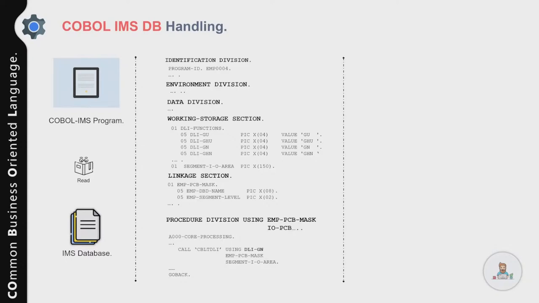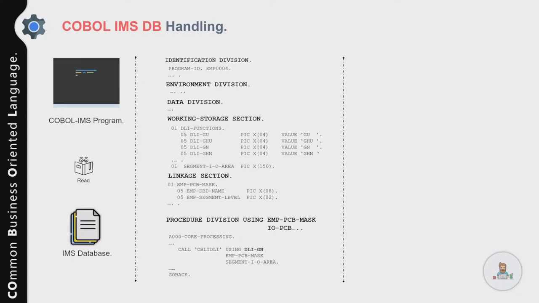DL/I acts as an interface between an application program and the access method. To perform an operation on a DL/I database, a program does not issue standard COBOL file input-output statements, for example, read, write, open, or close. But it executes a call statement to invoke DL/I. The parameters passed by the call statement tell DL/I what operations are to be performed. Then DL/I invokes the access method.